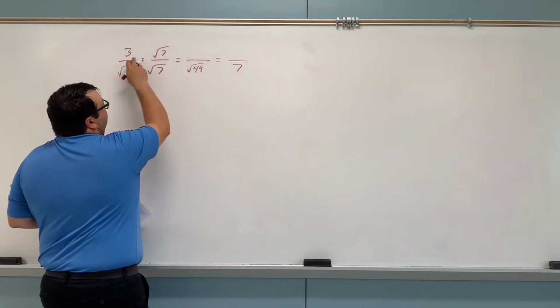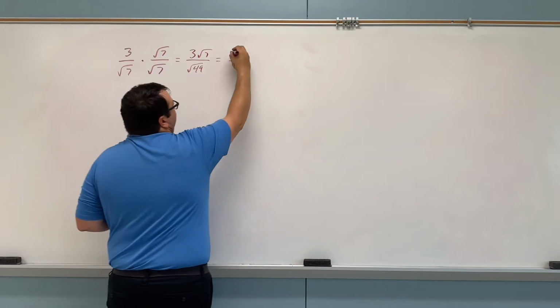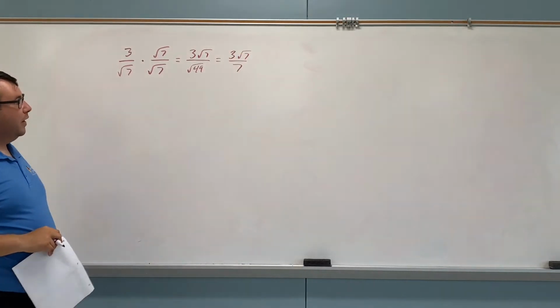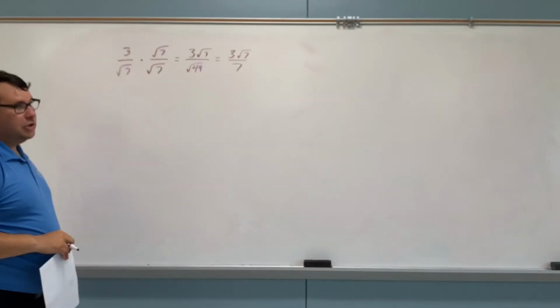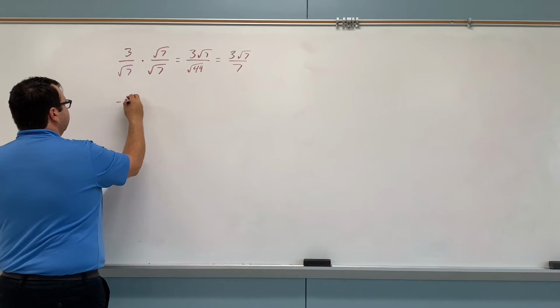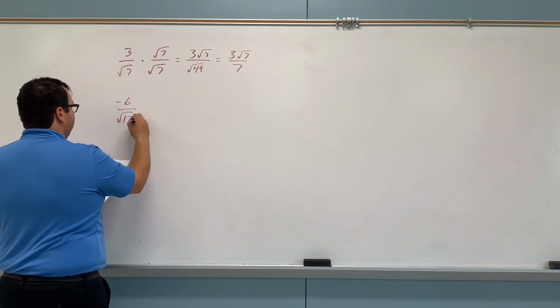The numerator, simplify as you can. That just comes out to 3 radical 7 here, just like so. And that is it. That is all you get for rationalizing your denominator. Let's try another one. Say I have negative 6 over the square root of 12.